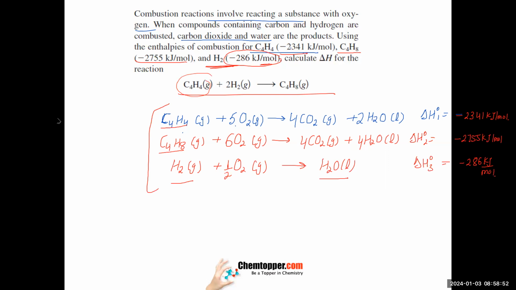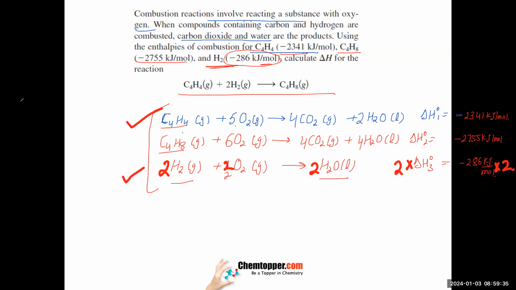Which equation is giving you this? Equation 1. Are you going to take equation 1 as such? As such, right? Which equation is giving you this? Equation 3. Are you going to take equation 3 as such, but multiplied by 2, right? This delta H3 will get multiplied by 2. Is it okay? Yes, Lisa, very good.